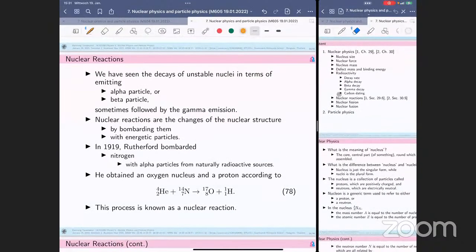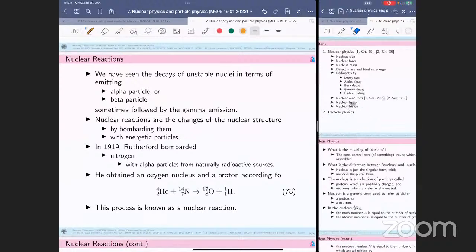We have finished the carbon dating. We start the nuclear reaction, which is taken from book number 1, section 29.6, or book number 2, section 30.5. Next, we're going to talk about nuclear fission and nuclear fusion. And then we go to the next section of this chapter, which is particle physics.